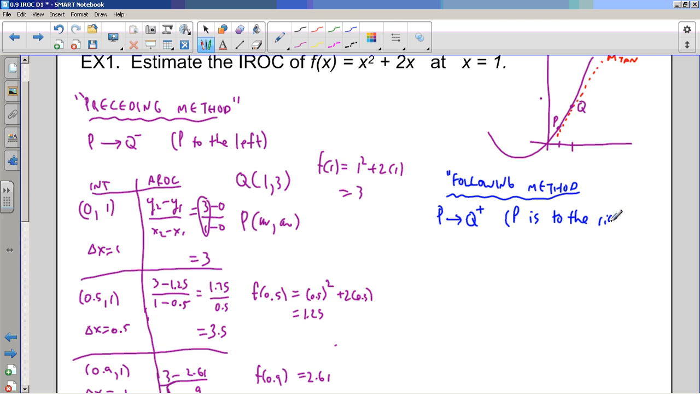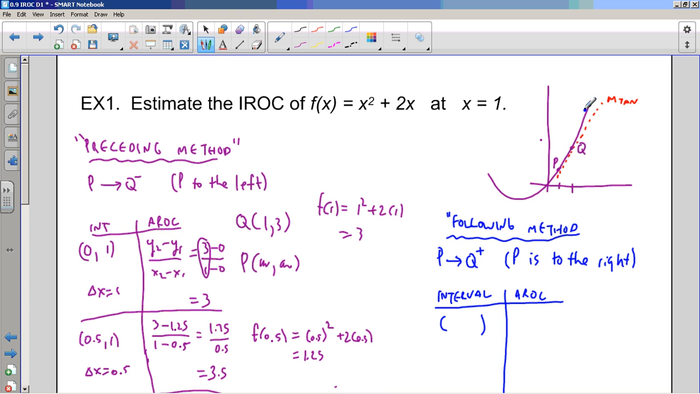Well, what would our intervals look like then? Because we're still just going to calculate the IROC over smaller and smaller intervals. And the idea is we start big and go small so we can find a pattern, right? Q is still one of our points, but it's going to be the start of our interval. This time P is over here, and I'm going to drag it back. So that means Q is the first one, and maybe we'll start with a delta x of 1 and use the same pattern.